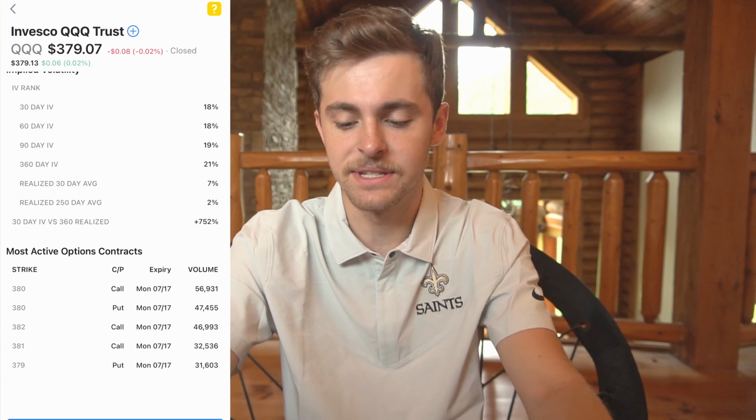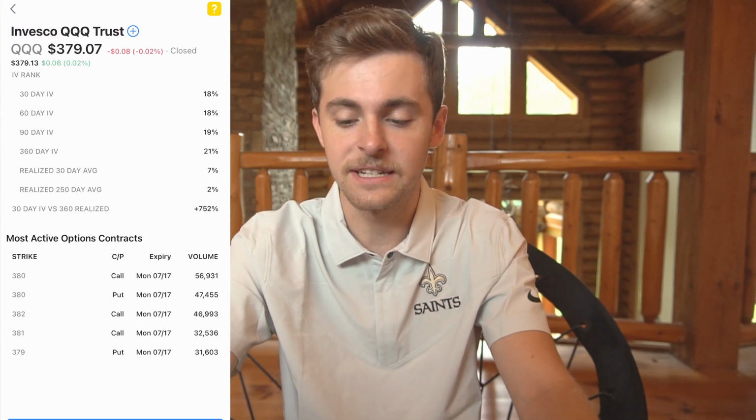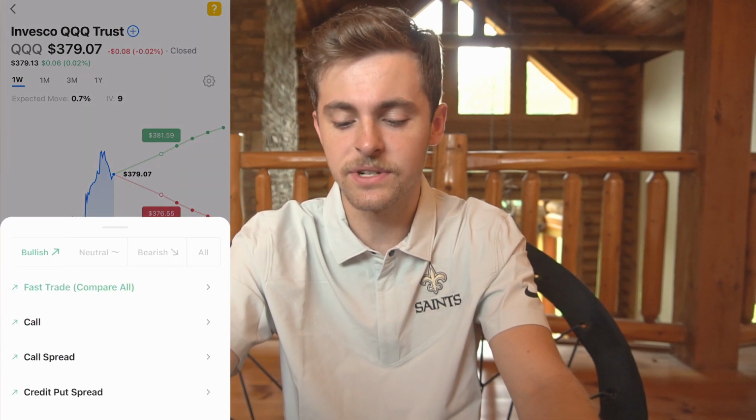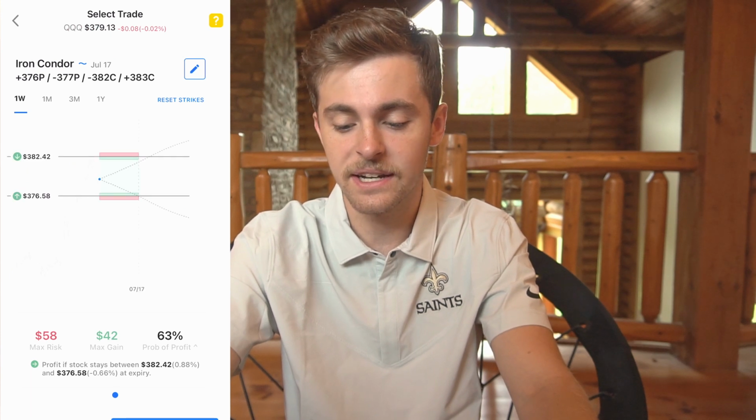And here are those big positions. You've got a lot of contracts at that 380 between calls and puts as well. Hop over to trade QQQ. Let's say you are pretty neutral on this one. You can actually whip up a nice iron condor, and it gives you some strikes to look at.